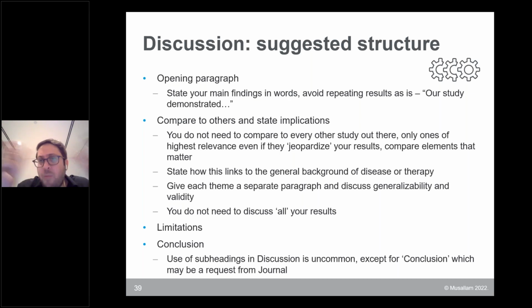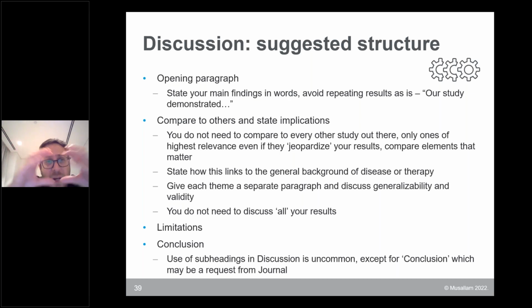And let's say it's a very important number, the main number, you know, to say we showed that we can achieve 25% reduction in the rate of something. But don't refer back to the tables and the figures of the results or the numbers themselves or the p-values. People already read those. Now it's a time to discuss, not to repeat the results again.